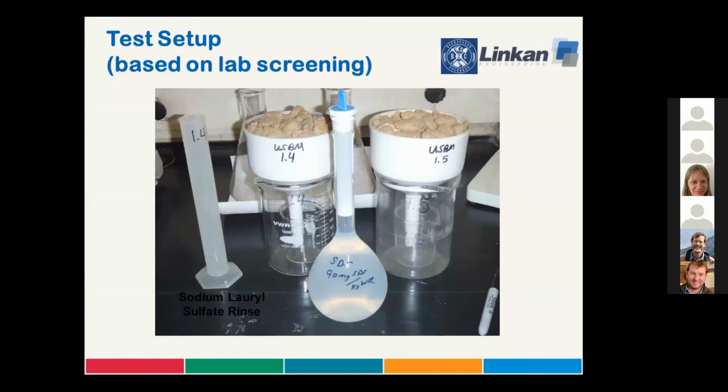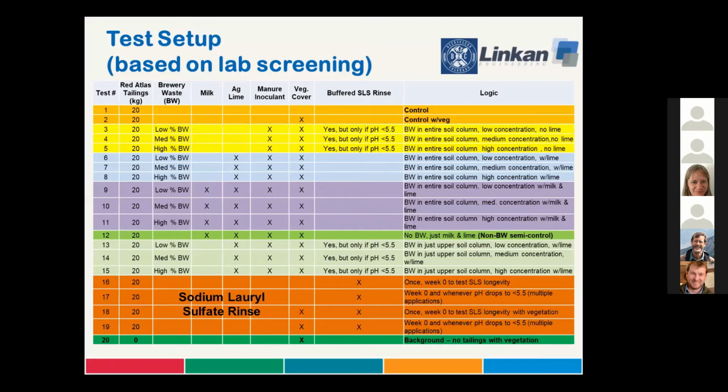So based on some preliminary lab screening test results, we were using some old US Bureau of Mines protocols. We're using sodium sulfate rinses just to characterize these materials. We developed a really ambitious suite of kinetic cell tests, these different recipes. Now, most of the tests involve brewery waste. And we had some milk and some sodium sulfate. And we had 3 controls, numbers 1 and 2, and number 20, which is basically a bucket filled with just native soil. There's no tailings, it was just vegetation for a background.